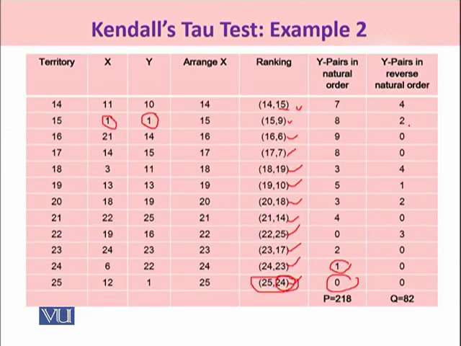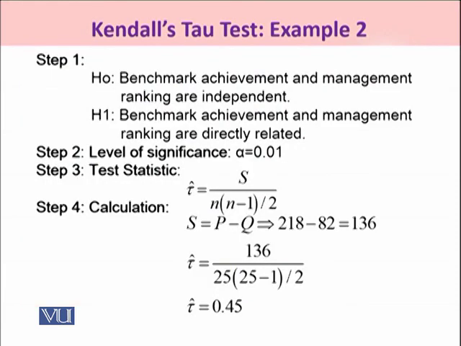You would be completing this column, summing over pairs in natural order. You get P as 218, which is the sum of concordant pairs, and then summing over the next column of reverse natural order, you have Q as 82, which is the sum of discordant pairs.